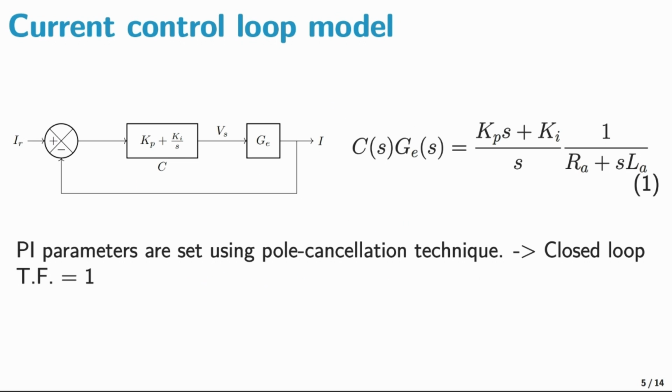To simplify the model, several assumptions are made as shown in this slide. In the lecture, we discussed that by using pole cancellation, we can tune the PI controller parameters so that the closed loop transfer function becomes approximately equal to 1. This effectively means that the current loop behaves as an ideal inner subsystem, simplifying the design of the speed and position control loops.